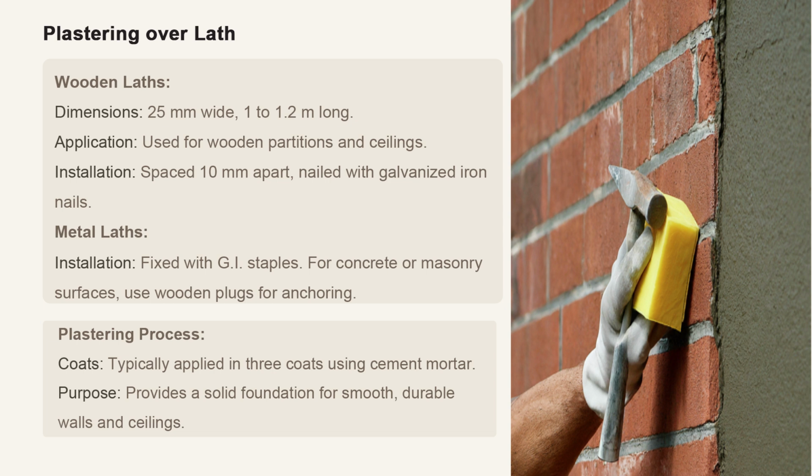Once the lath is in place, it is time for the plastering work, typically done in 3 coats using cement mortar. This method ensures a proper base that can withstand the test of time, providing a smooth and durable finish for our walls and ceilings. There we end the methods of plastering with various materials.